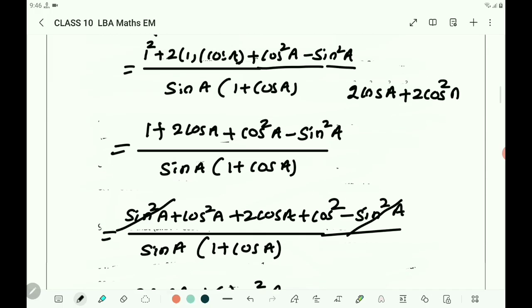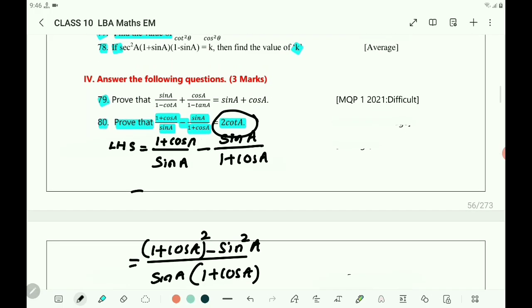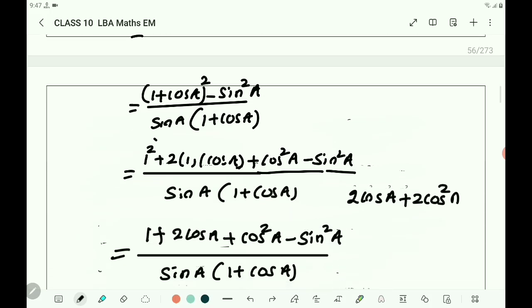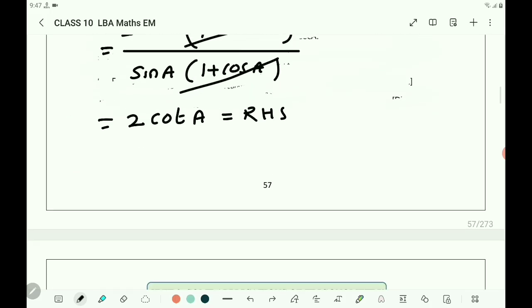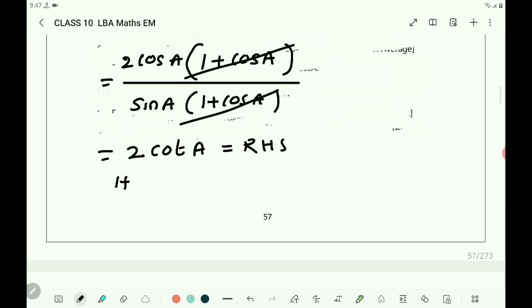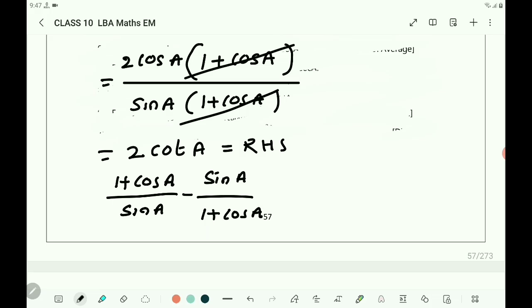Therefore, you can write (1 + cos A)/sin A − sin A/(1 + cos A) equals 2 cot A.